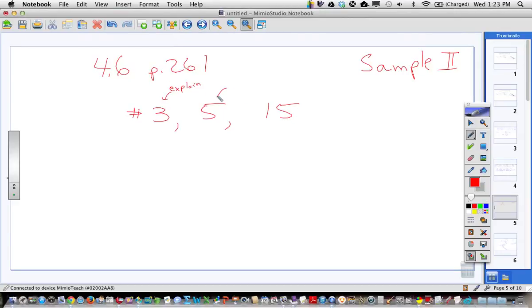Number 5 is a table. They're going to say, here's a function. Find the root that's between 0 and 1. So pick a number in between 0 and 1 as your guess and do the table, like we did for square root of 2. Okay?